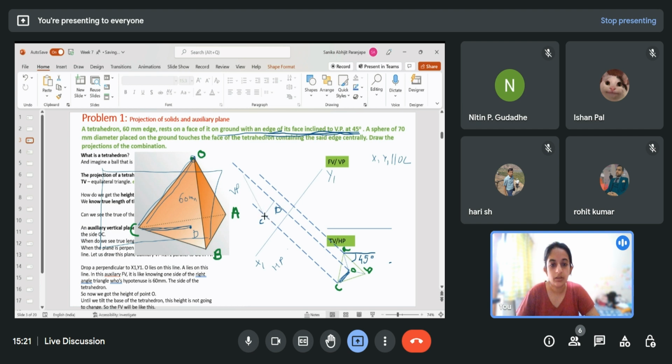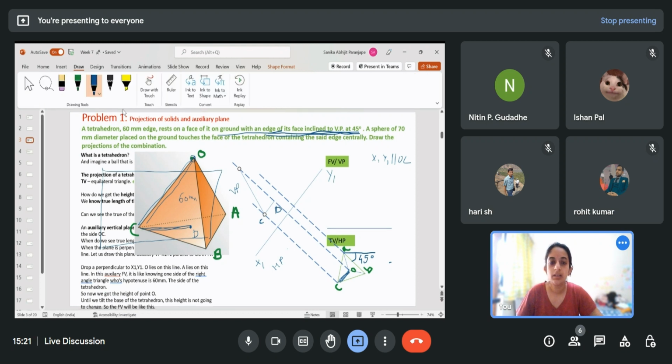This line will start from here, and the length of the line should be 60 and it should make an arc that intersects with this line. Wherever it intersects, that will be our point O in the front view. Now, once this tetrahedron is placed on the HP, from wherever I view, until and unless I tilt its base, this O height will remain the same. It will remain unchanged. So this height O I have got now.